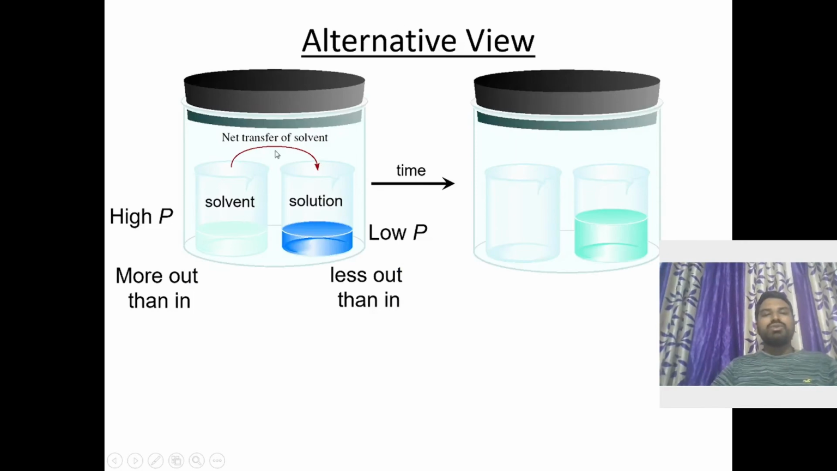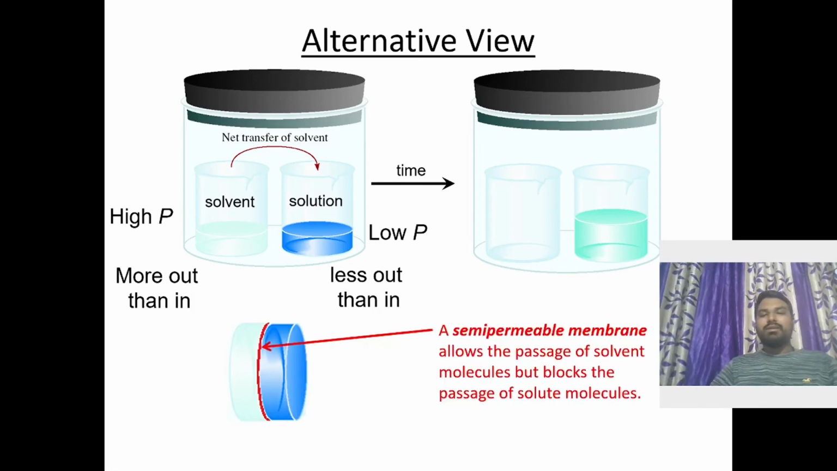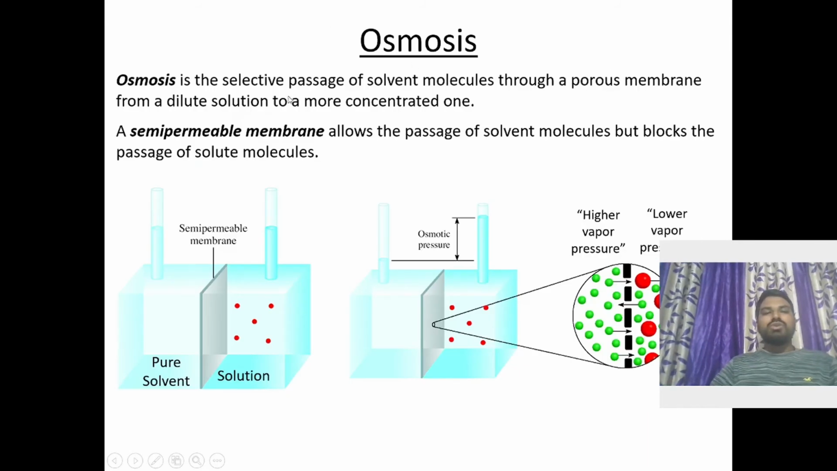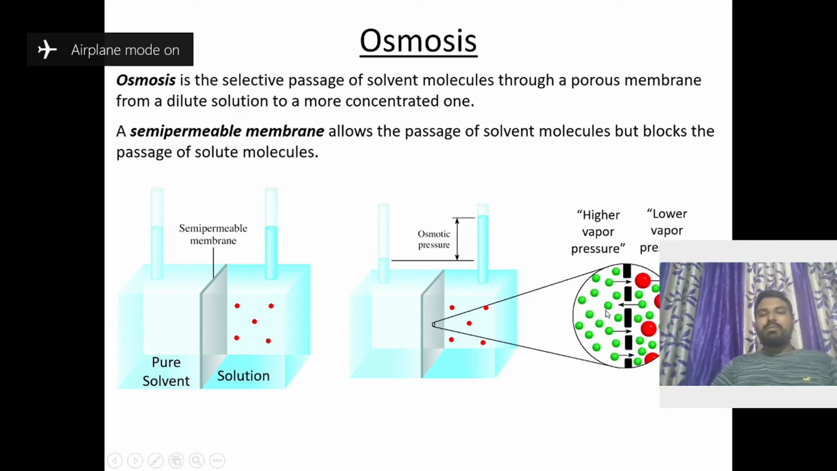This is solvent and solution. Net transfer of solvent over time: more out than in, less out than in. A semi-permeable membrane allows the passage of solvent molecules but blocks the passage of the solute molecules. Now osmosis, we have described it again in more detail: this is pure solvent, this is solution, and this is the semi-permeable membrane. Now the pure solvent will travel into the solution. The molecules from higher vapor pressure will travel to lower vapor pressure. Osmotic pressure will increase.